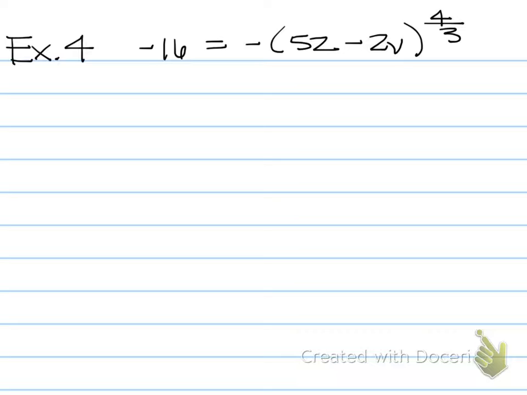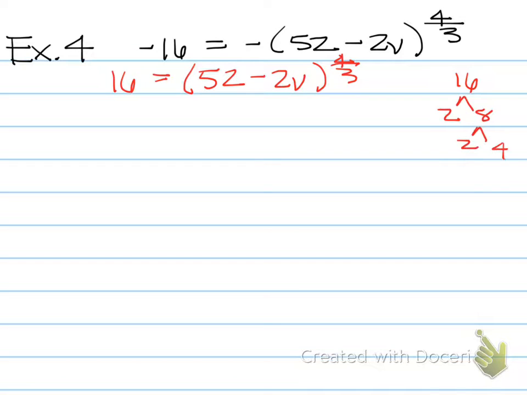Alright, first thing we want to do here is go ahead and multiply both sides by -1. That's going to give us 16 equals 52 minus 2b raised to the 4/3 power. Now notice that 16 is just 2 to the 4th power, but in that fractional exponent, the numerator is even. That tells us that we're going to have 2 solutions.